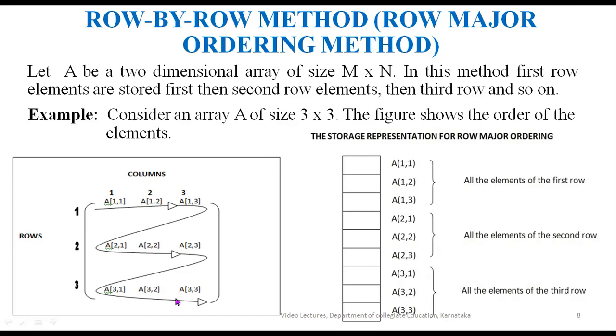Now again, if you see the storage representation diagram for row major ordering, we observe that the first three memory slots will contain the elements of the first row, and next three memory slots for second row, and the next three memory slots for the elements of third row.